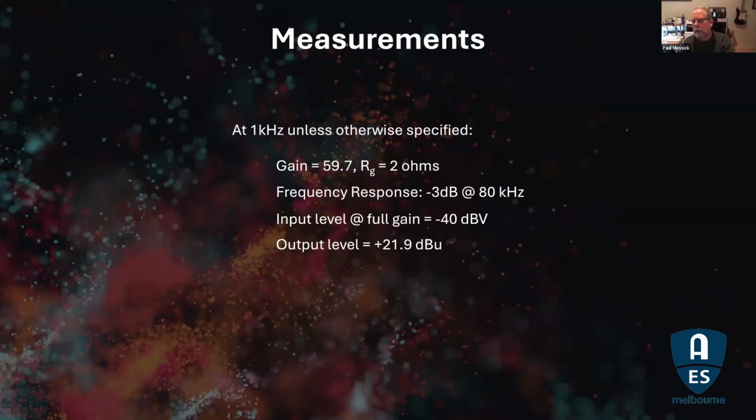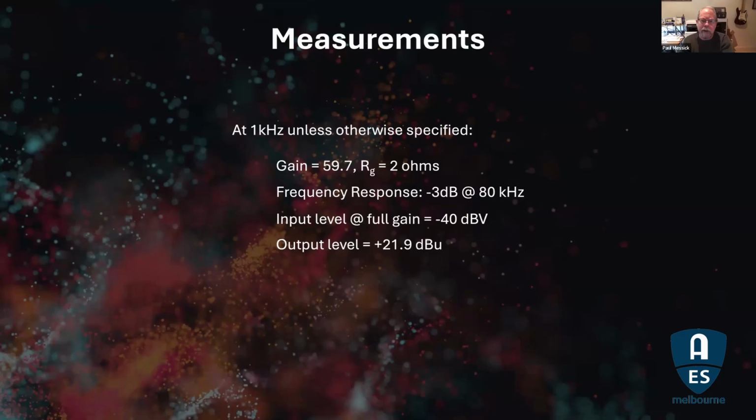Frequency response is 3 dB down at 80 kilohertz. That should, for some of you, ring a bell, because at gains of 100 or more, that op amp has a gain bandwidth product of 80 megahertz. So with a gain of 1,000, 80 million divided by 1,000 is 80,000 or 80 kilohertz. And sure enough, that's the bandwidth of this amplifier at full gain.